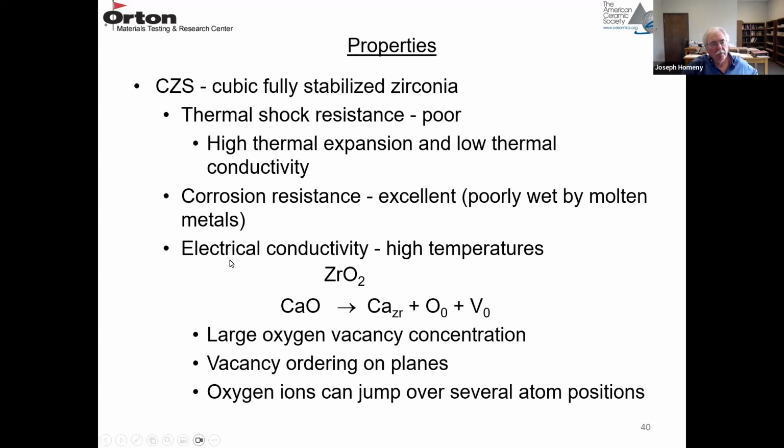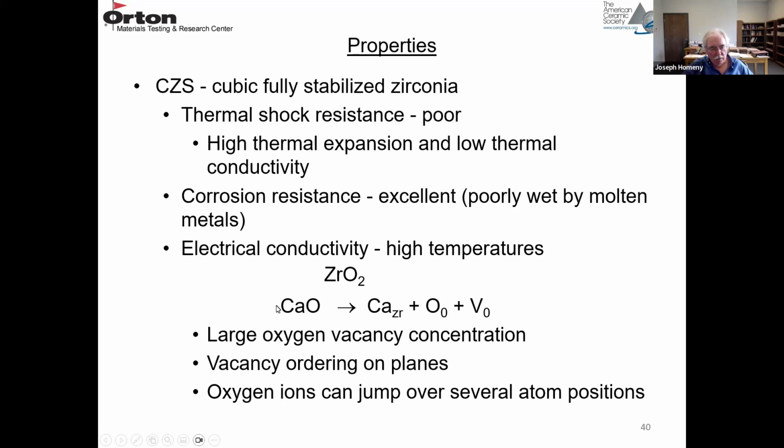So there's a unique property in this material, the stabilized zirconia. It has high electrical conductivity. So it's ionic conductivity. It's not electronic, so it's not conductivity due to electrons. It's due to ions moving. You can actually use this material as a high temperature heating element.